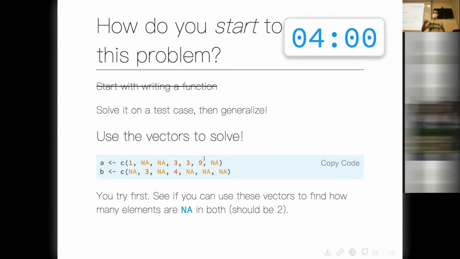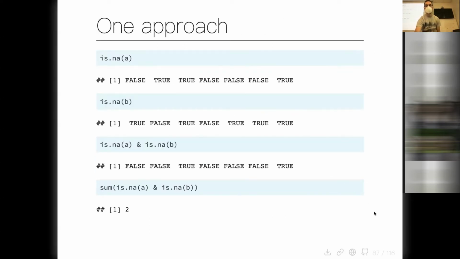So we talked about this. Just use these actual 2 vectors to see if you can solve it. Once you get it solved, then you can use that code to write a function. So this is one approach. This is the approach I ended up using. You call is.na on the first vector, which I've called A. Call is.na on the second vector, which I've called B. That gives you 2 logical vectors.